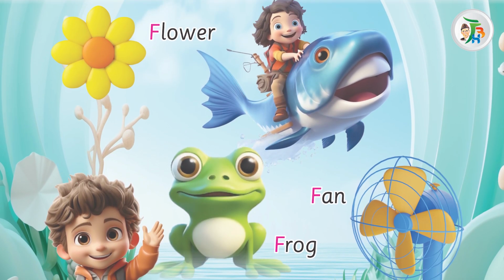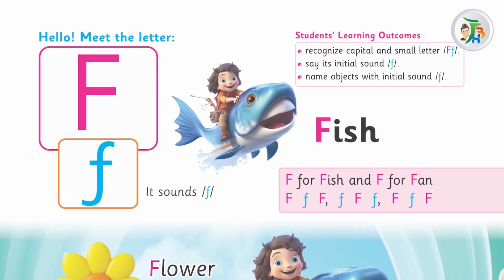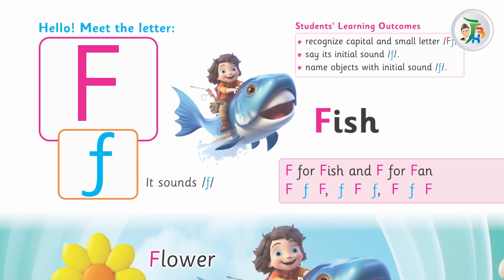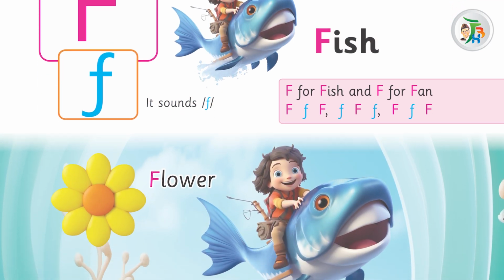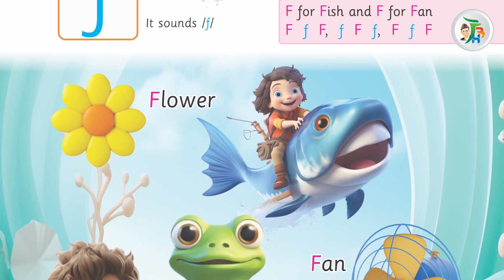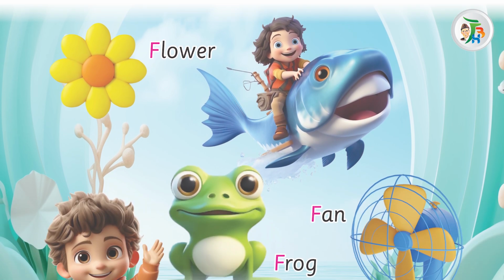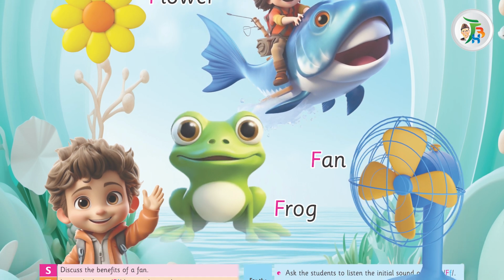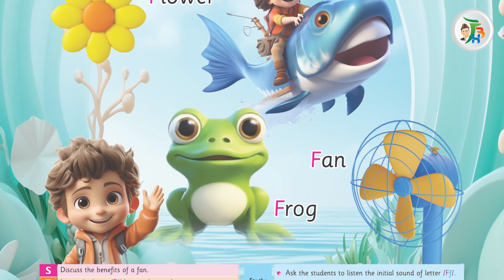So students, move on to your book. Hello, meet the letter F. F. F for fish and F for fan. And look at the picture. We can see so many objects which start from letter F in this page, like flower, fish, fan, frog.